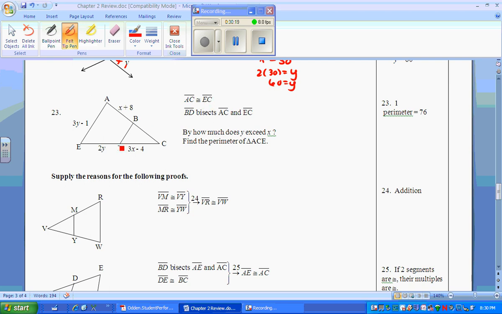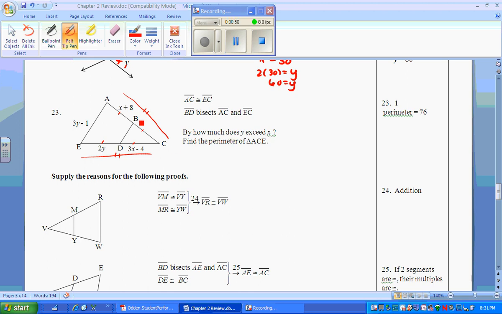23. AC is congruent to EC. So this side right here is congruent to EC, this side right here. BC bisects, so that means all these little pieces are congruent. So this piece is congruent here, which is congruent here and here, because what do you do? Like divisions. If the big pieces are congruent, all the small little pieces are congruent. So we've got like divisions.